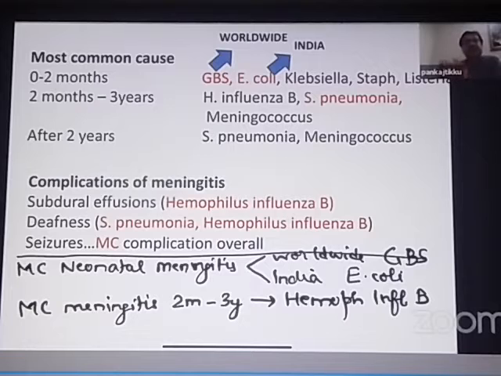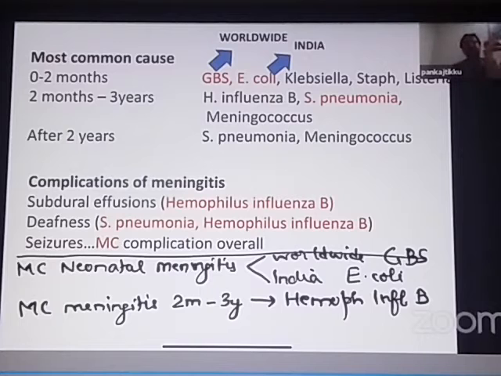So it was Streptococcus pneumoniae, which was the most common cause in the past, but now in Ghai, I think it is written Haemophilus influenzae type B is the most common cause of meningitis in children between 2 months to 3 years of age. But that does not mean Streptococcus pneumoniae is not common in this group. Apart from Haemophilus influenzae B, Streptococcus pneumoniae and meningococcus are also important causes of meningitis between 2 months to 3 years of age. After 2 to 3 years of age, the most common cause of meningitis usually remains Streptococcus pneumoniae and meningococcus.